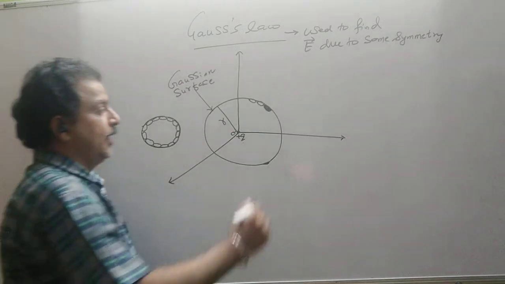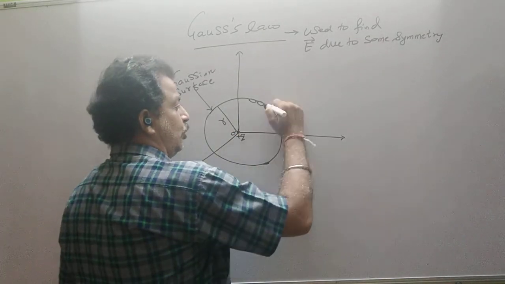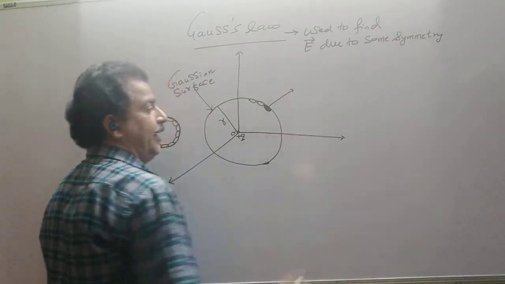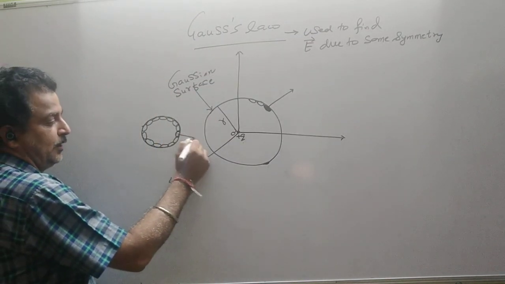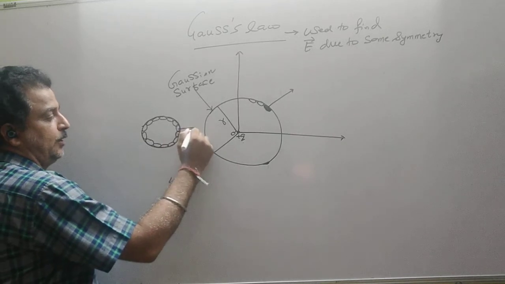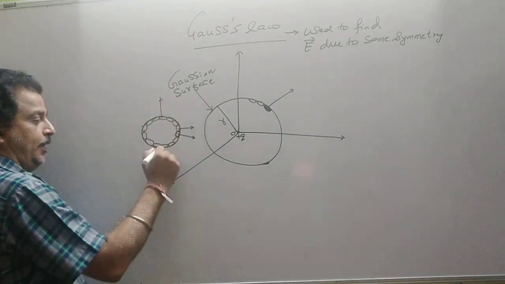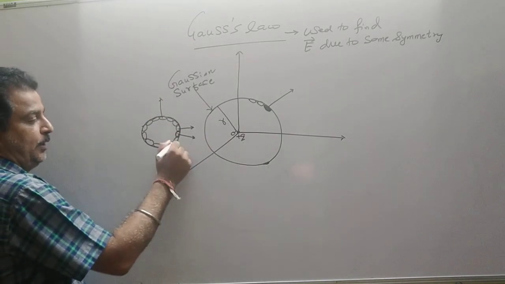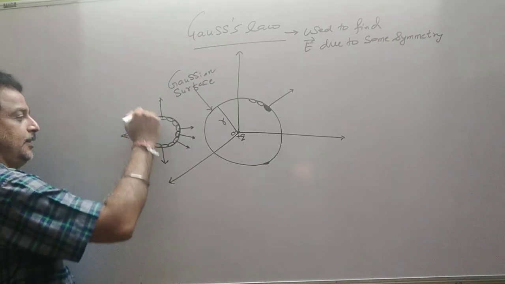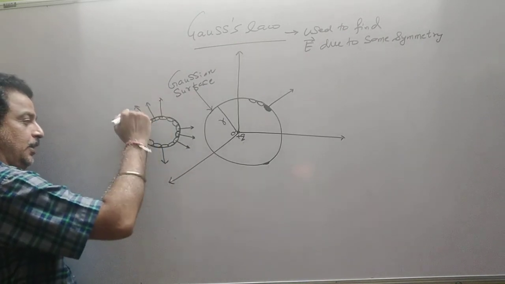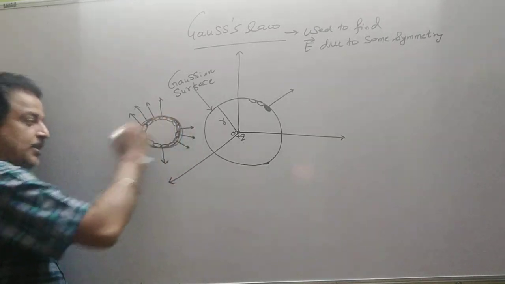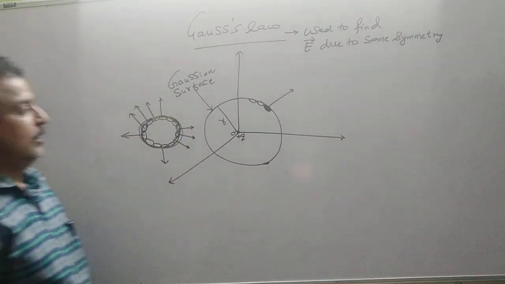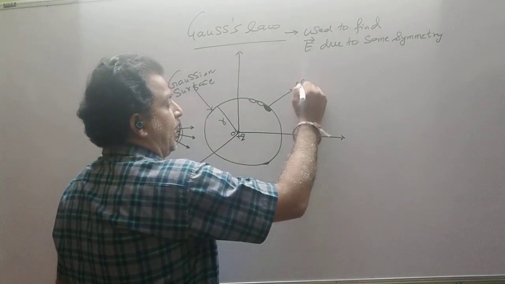Now I have to take an area vector. Clearly it will be radially outward. So if I consider this element, this will be radially outward, this will be radially outward, like this. These are the area vectors of the Gaussian element. This entire thing is a Gaussian surface. Now this is denoted by delta S.